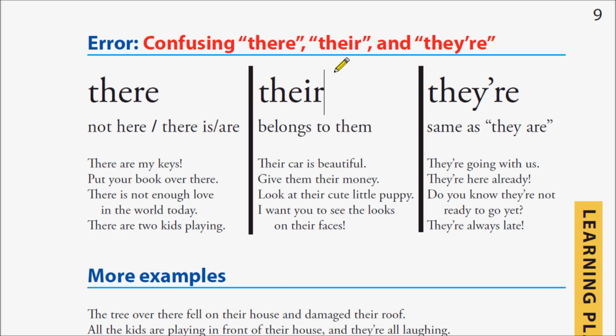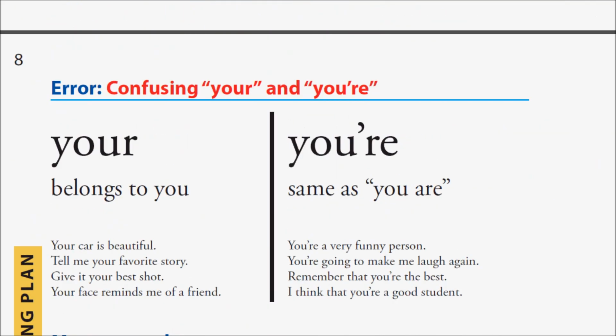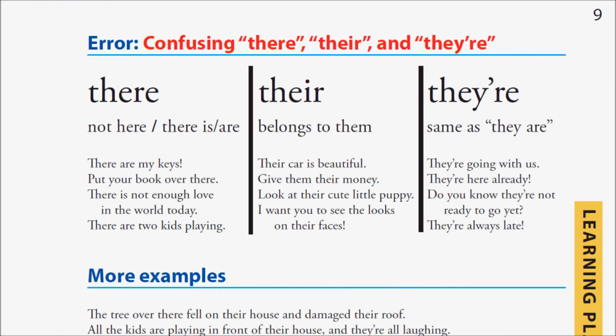And unfortunately, there really is no trick or secret little memory device to learning it. You just have to practice it over and over again. "They're" is the same as "they are." This is sort of the same as "you're" here. "You're" means "you are," and "they're" is the same as "they are." You can try to remember it that way. "There" means not here. You can kind of remember it. One of the ways I remember it is if it's "there," it is not here.